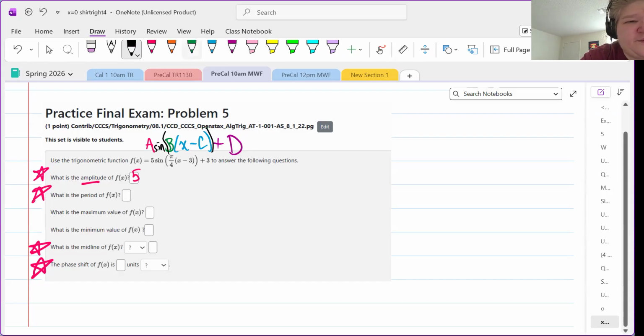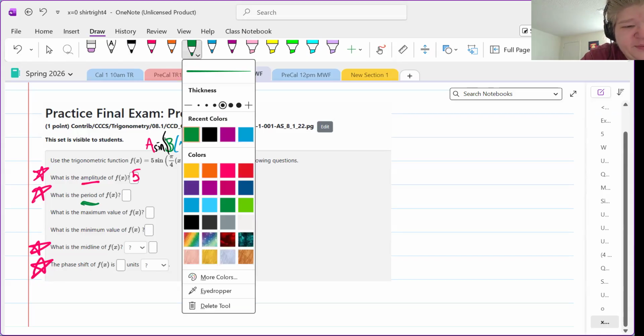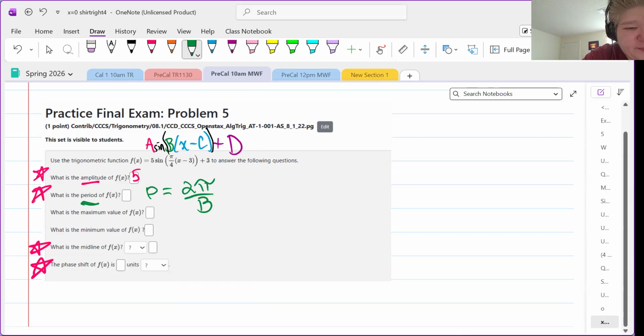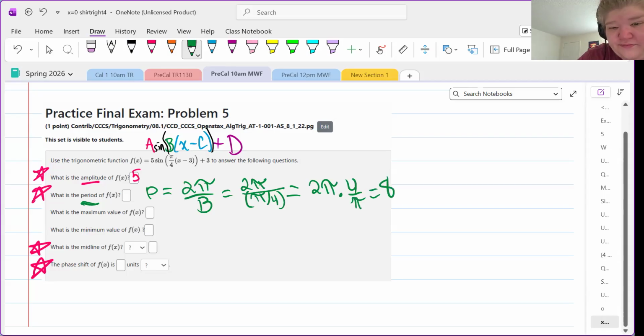So there's our 4 values that we have to work with. Period comes from the B value, but the period is coming from the formula 2 pi over B. So that will be 2 pi divided by pi over 4. Now, dividing by a fraction is the same as multiplying by the reciprocal, so this is 2 pi times 4 over pi. The pi's cancel, and we get a nice period of 8.